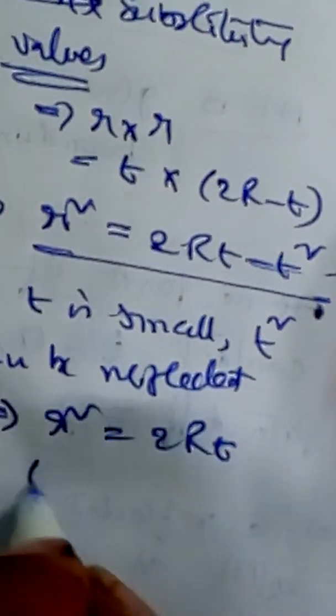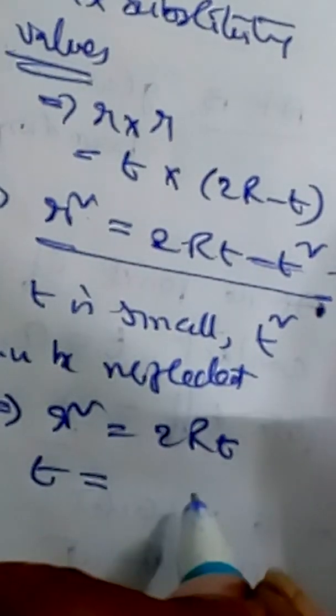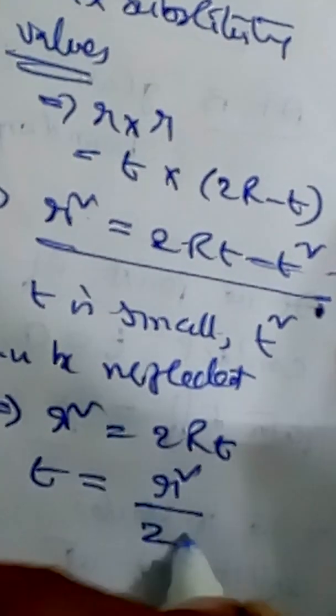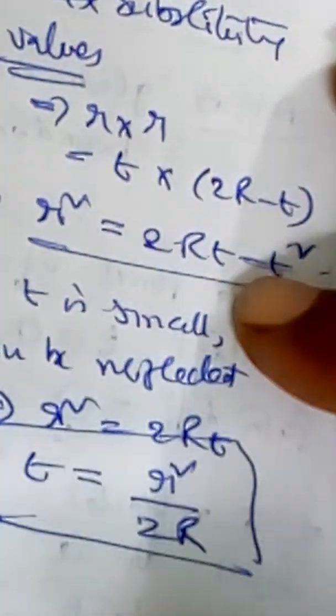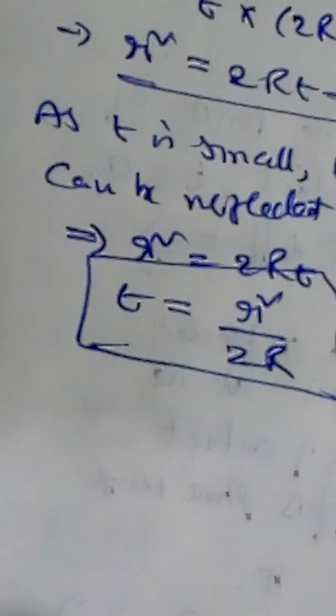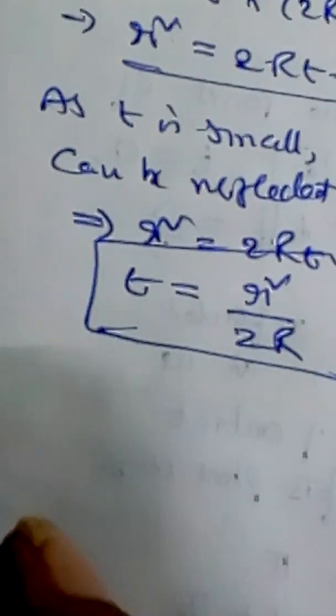So from this you calculate the thickness. t is equal to r square by 2R. This is the important condition you have to remember: t equal to r square by 2R.